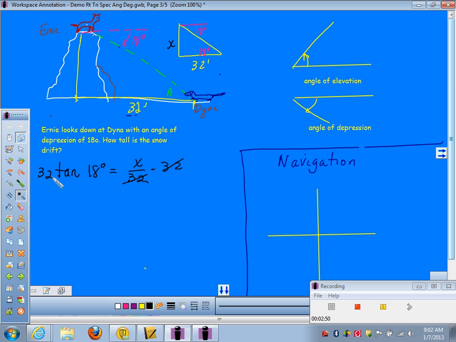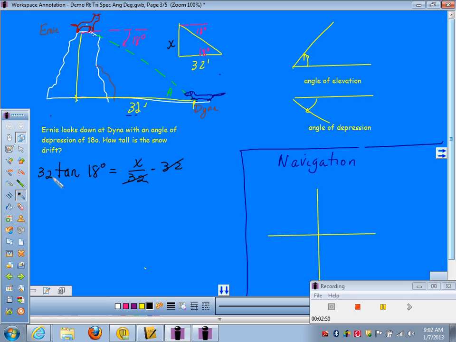Okay. When they do trig problems, when they do word problems, they will do significant digits. So you have to look at how many significant digits were in the original measurements they gave you in the problem. 32 had 2, 18 degrees has 2. You lose the smallest number of significant digits, which in this case, they're both 2. So you round this one off to 2 significant digits.